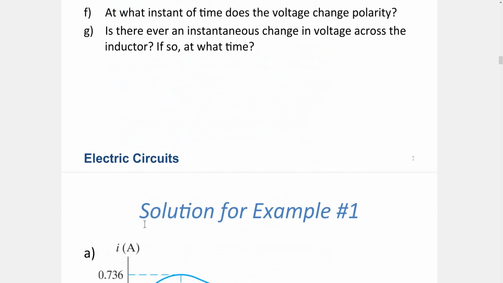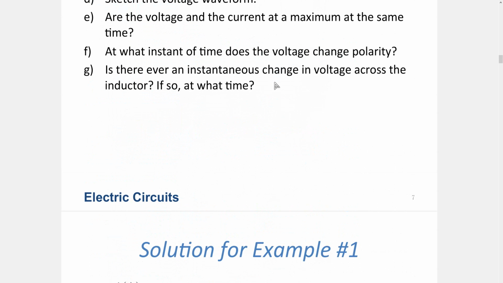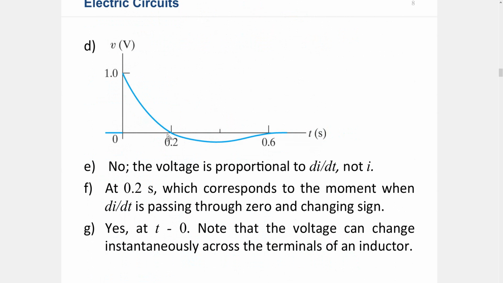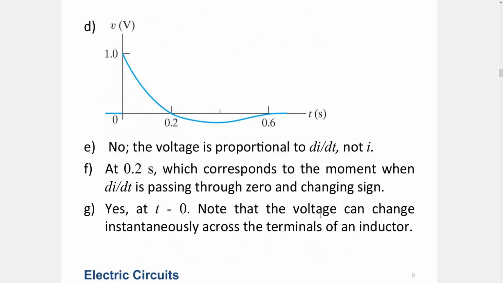And for part G, is there ever an instantaneous change in voltage across the inductor? If so, at what time? As you can see, we have a polarity change at 0.2. So there is also a change between t smaller than 0 and t larger than 0. So the voltage can change instantaneously.